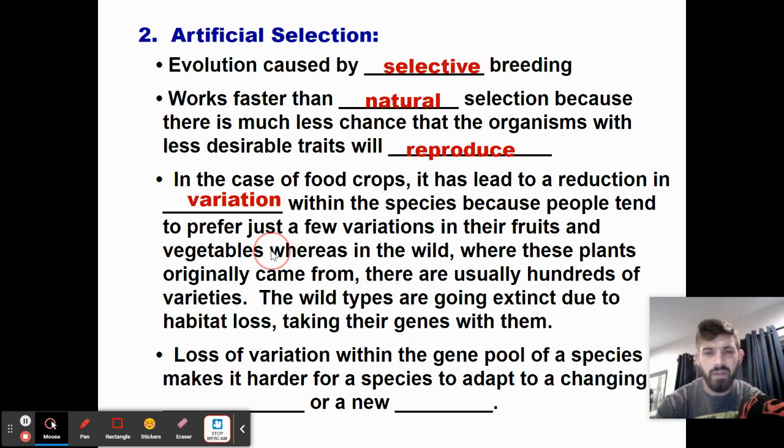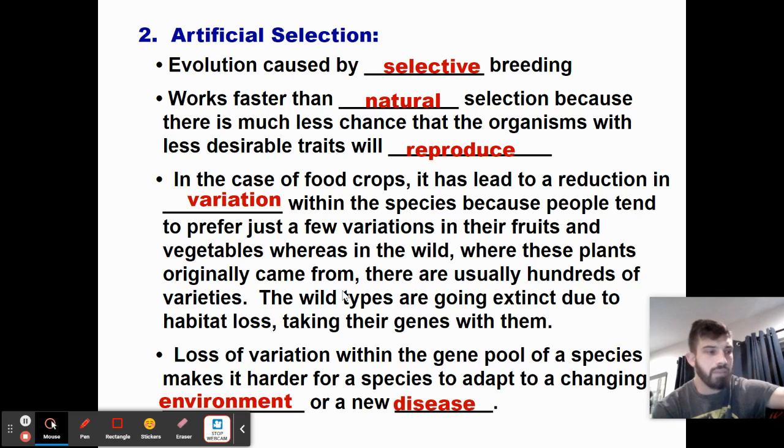When you lose variation in the gene pool of a species, it makes it harder for the species to adapt to a changing environment or a new disease. So by getting rid of all these wild types of fruits and stuff, you are decreasing something called biodiversity, which in turn decreases the variance of genes within the species, and it's possible that one of the genes that was weeded out could have been a gene that helped fight against a disease or adapt in a changing environment. So artificial selection can be detrimental as well.